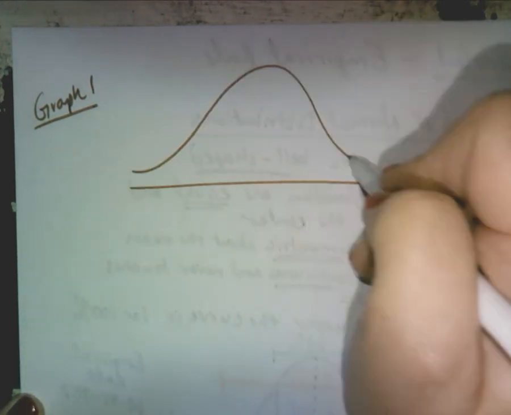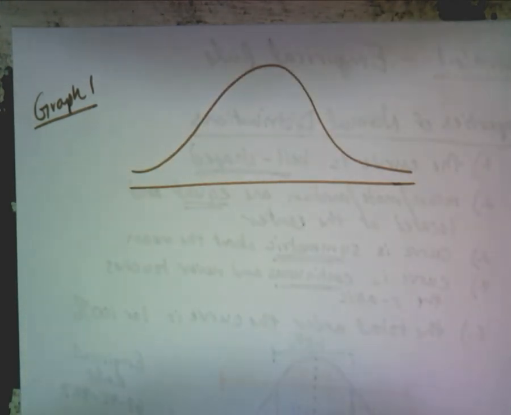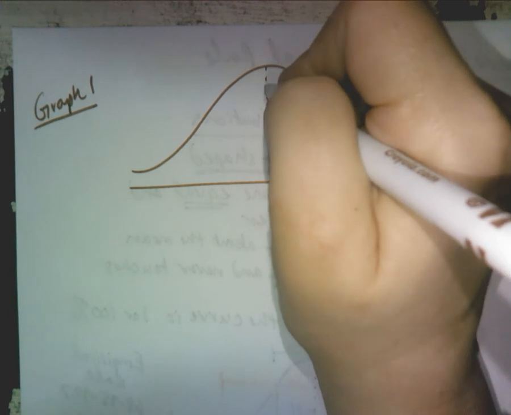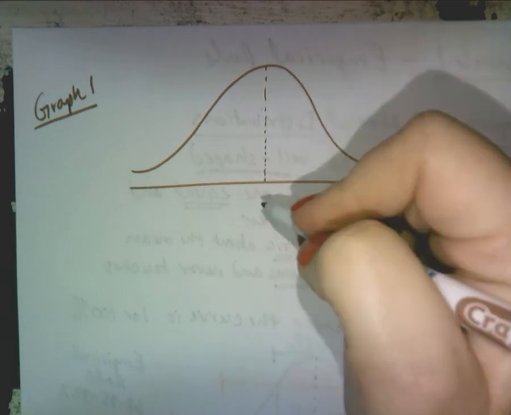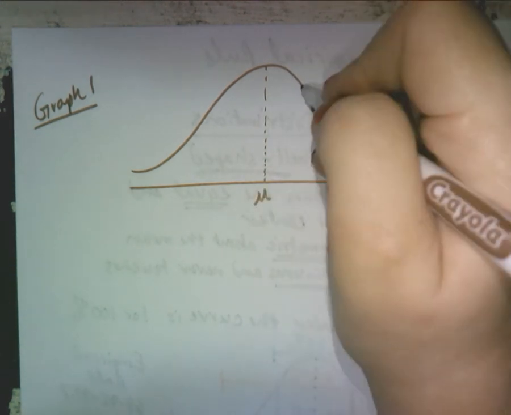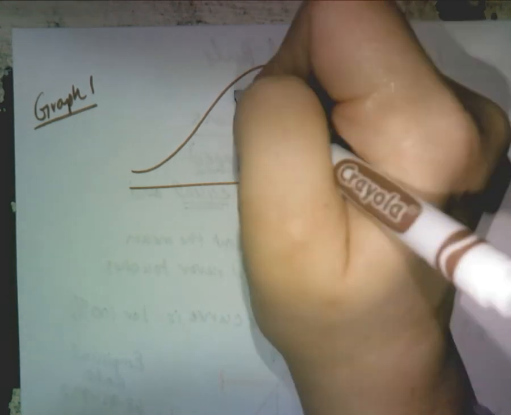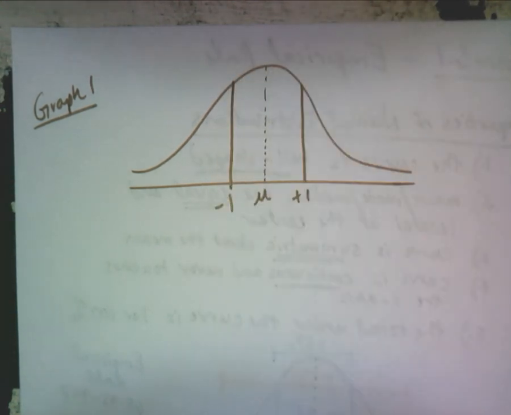So we're going to call this graph 1. I want you to draw your little curve again. And I want you to put mu and then put +1 and -1.